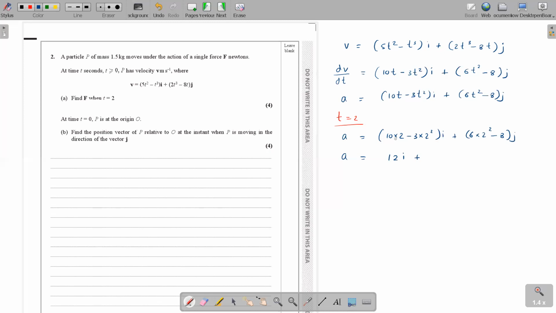Did I make a mistake here? 10 times 2 is 20. 20 minus 12 should be 8, right? 8. Sorry, I'm sorry. This is 8.